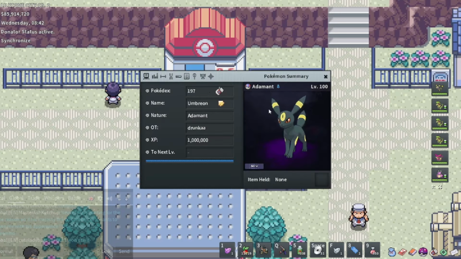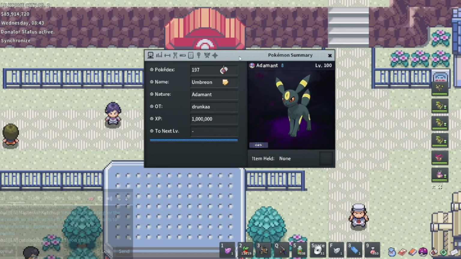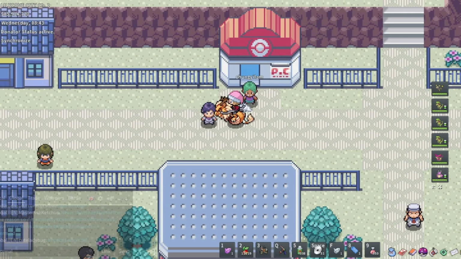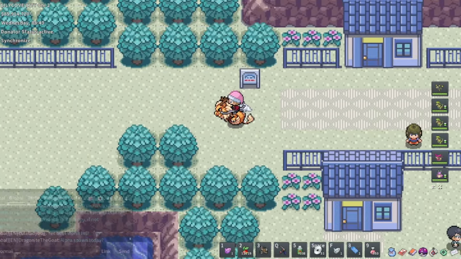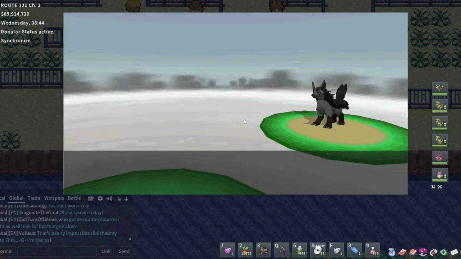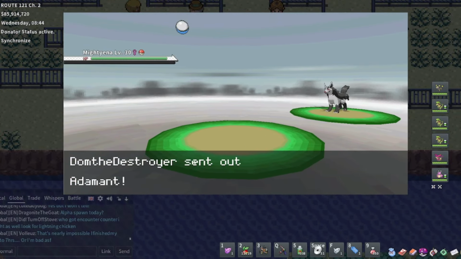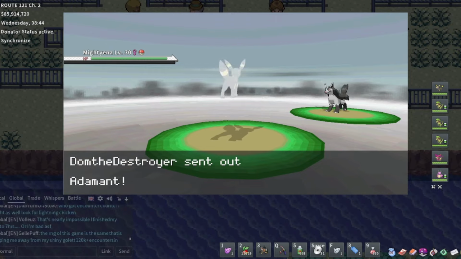I also am using the synchronized Adamant Umbreon because I want to get 31 attack Adamant Shuppets with the Frisk ability, because they're useful for Frisk and Thief, which is a popular farming strategy for getting Everstones, the fossils, and for getting Amulet Coins. So I'll see you when I get to Mount Pyre.